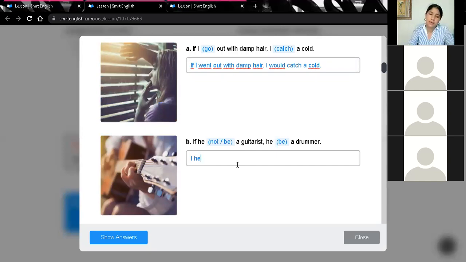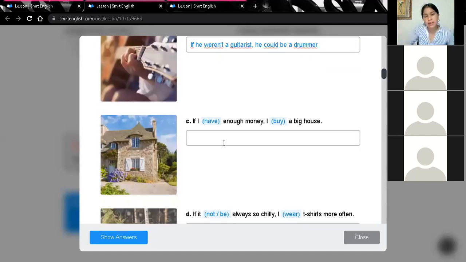If he weren't a guitarist, he could be a drummer. Very good. Excellent. Alondra, letter C. If I had enough money, I could buy a big house. Very good.